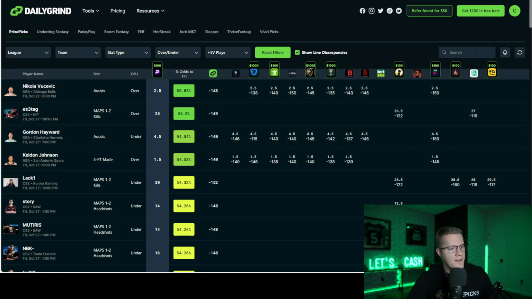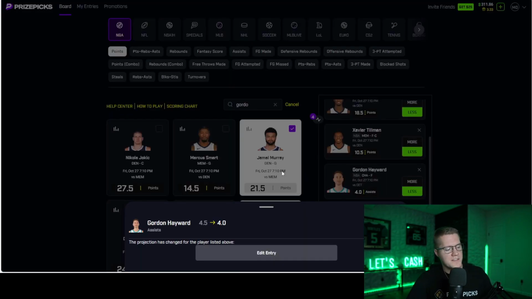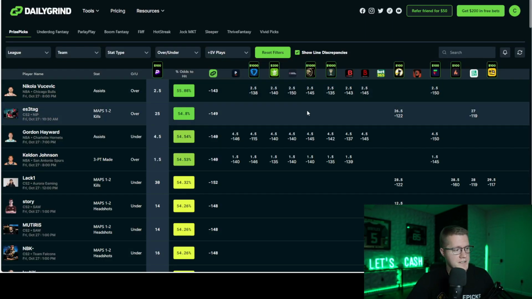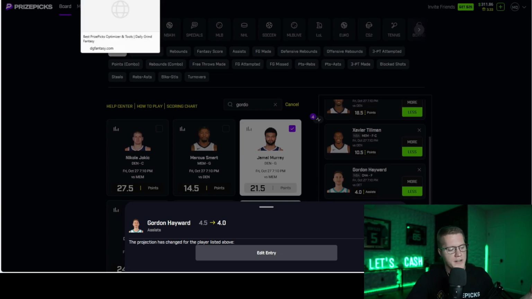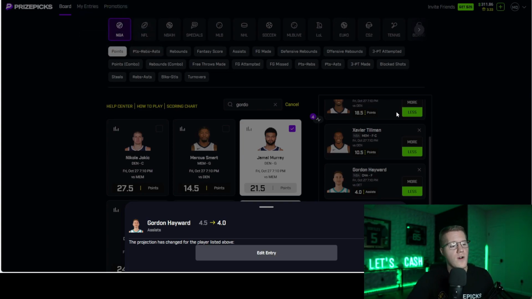I also noticed that when giving this a refresh here, it looks like Gordon Hayward's line did get bumped. Again, we had the less than 4.5. So it just goes to show you that the market really is adjusting here to these traditional sportsbooks. The PrizePicks market adjusts based on sharp money coming in on one side or the other. The same people who have this tool are hitting mathematically profitable bets and therefore causing PrizePicks to bump up or down their lines. And as you can see here, Gordon Hayward got bumped down. So we no longer can use this leg.